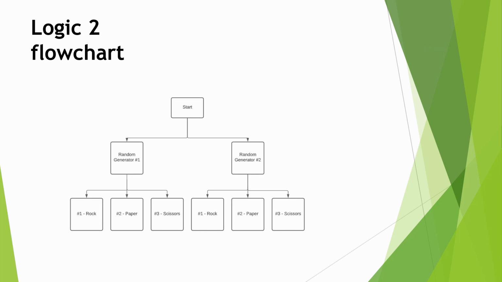This is the flowchart for Logic 2. At the start, we create a random generator for each player. Each random generator will generate a number from 1 to 3, 1 being rock, 2 being paper, and 3 being scissors.